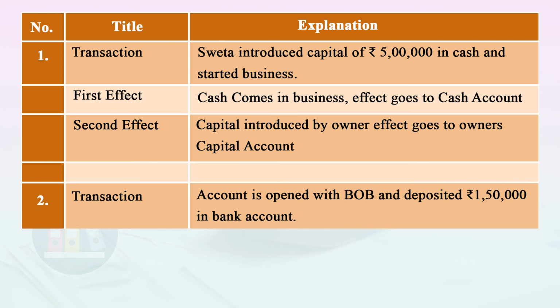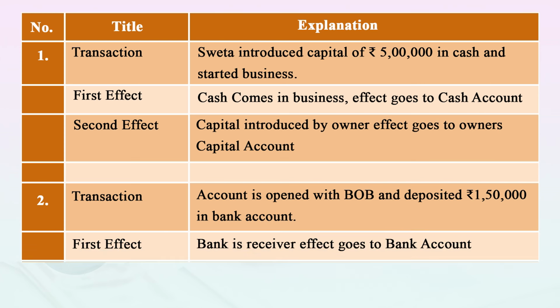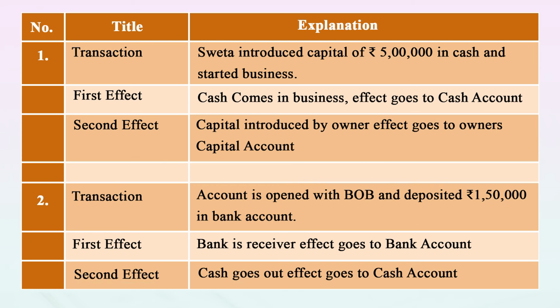Second transaction is account opened with the Bank of Baroda and deposited rupees 1,50,000 in bank account. The first effect is bank is receiver and effect goes to the bank account, and the second effect is cash is going out of the business. So, effect goes to the cash account.